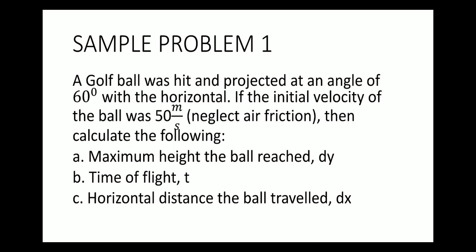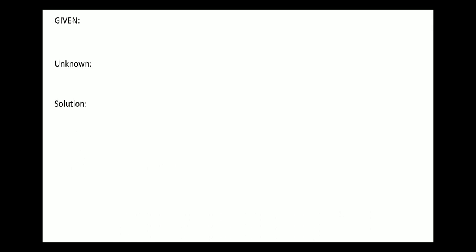So let's start the computation. Here, let us write the given. We have Vi equal to 50 meters per second, the angle is 60 degrees, and g, always, because this is projectile motion, is 9.8 meters per second squared. The unknowns are the dy, the time total, and the dx. Dy is the vertical distance, and dx is the horizontal distance.